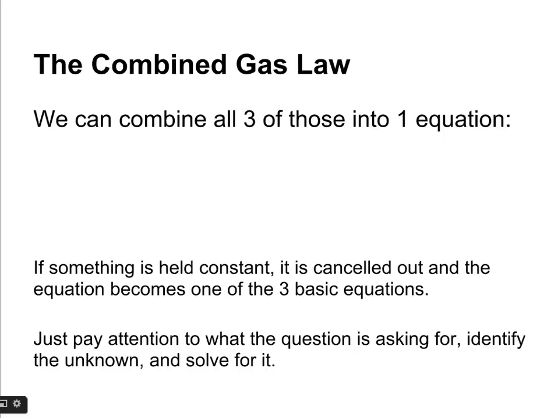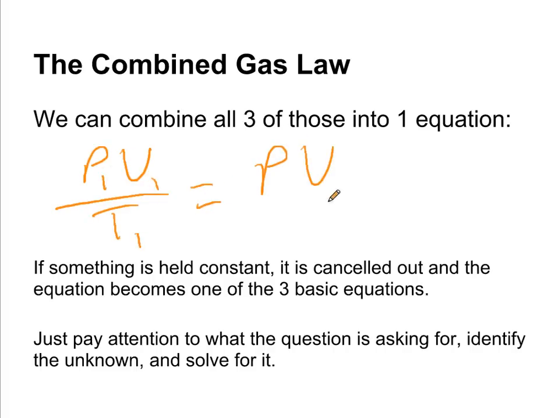We can combine all three of those basic gas laws into one equation. It's called the combined gas law. PV over T is equal to PV over T. That's the combined gas law. If something is held constant, it's canceled out, and the equation becomes one of the three basic equations. So if something takes place in a container with constant volume, the volume terms would go away, and we'd be left with Gay-Lussac's Law. Just pay attention to what the question is asking for, identify the unknown, and solve for it. Those basic gas laws are really easy to use.